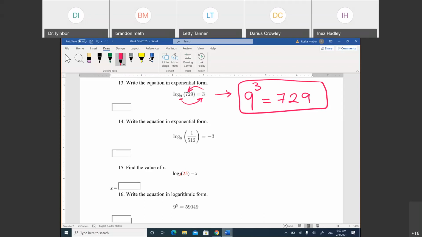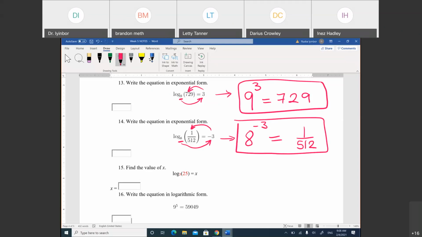Now let's do the next one the same way. We're changing logarithm to exponent. Where are you going to start? With the base. What is the base? 8. So I'm going to write 8 as the base. And then what is going to be the exponent for 8? -3. That's right. -3 equals what? Everything there, 1 over 512, whatever is given, right? That's all you're doing for these equations. You're just going to change it, logarithm to exponent. You got it?